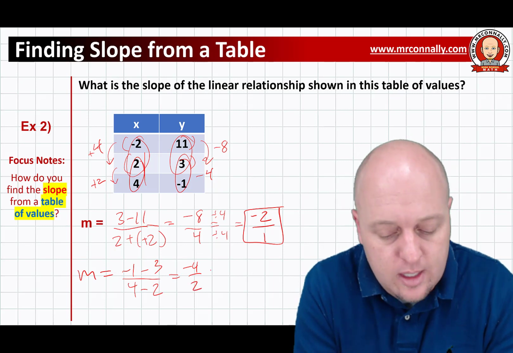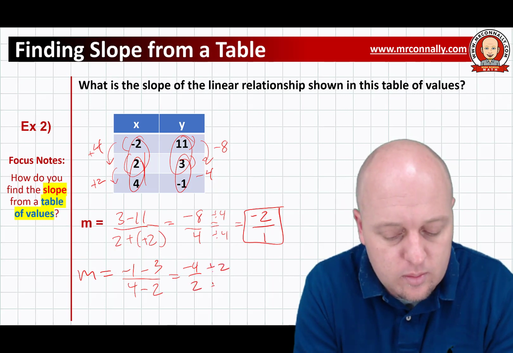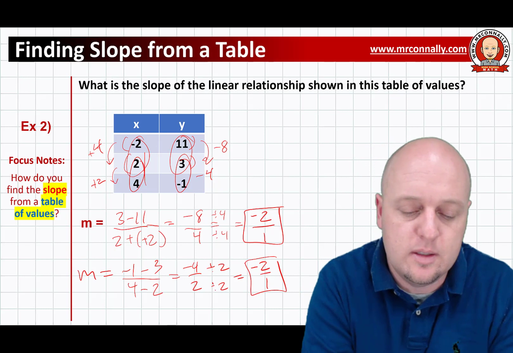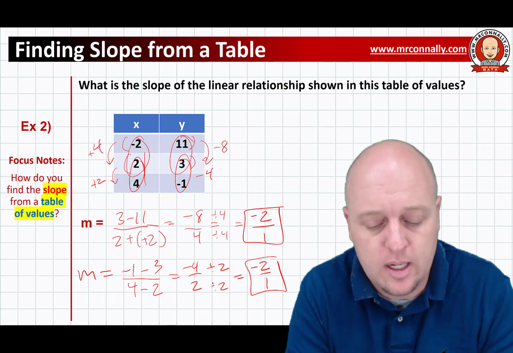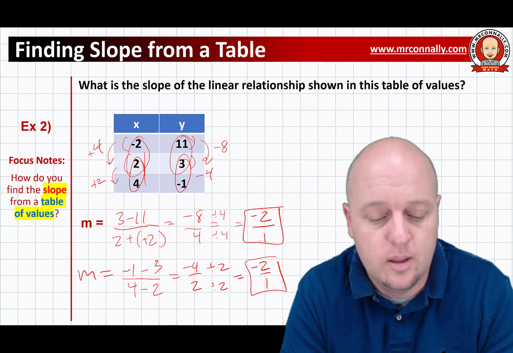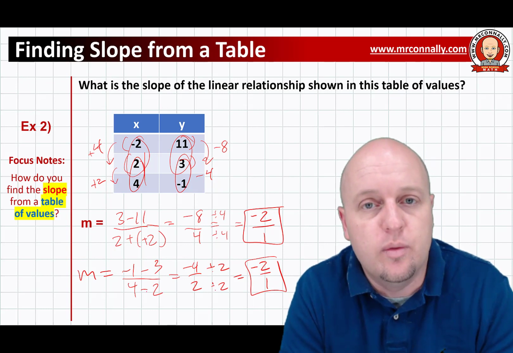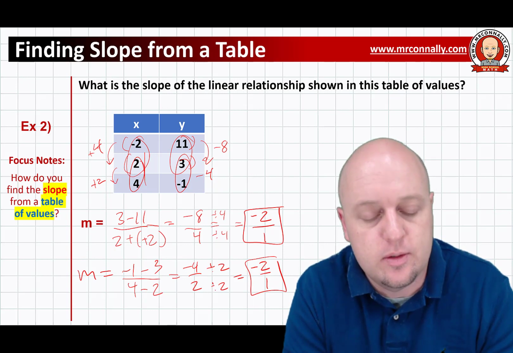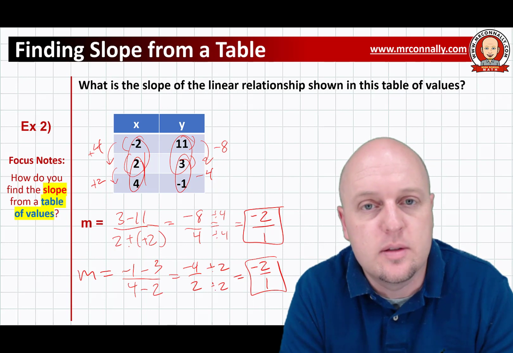And what do you know? That also reduces to -2 over 1. They're the same, and that's what they should be. These are all points on the same line, so they all have the same slope, which is -2 over 1. Okay, so either one of those would have worked. Okay, so how do we find the slope from a table of values? We subtract the y's from the y's and divide it by the x's from the x's.